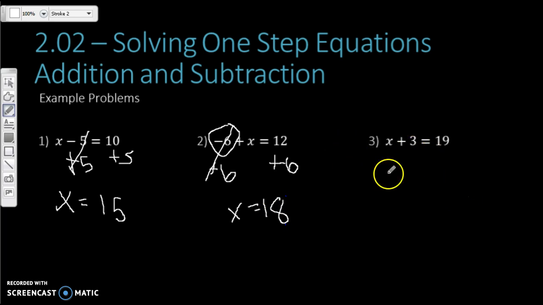Okay, so for number 3, x plus 3 equals 19. We're going to subtract 3 because that's the opposite of adding 3.